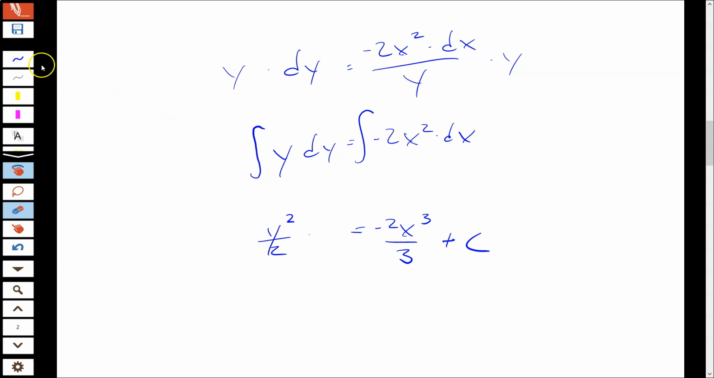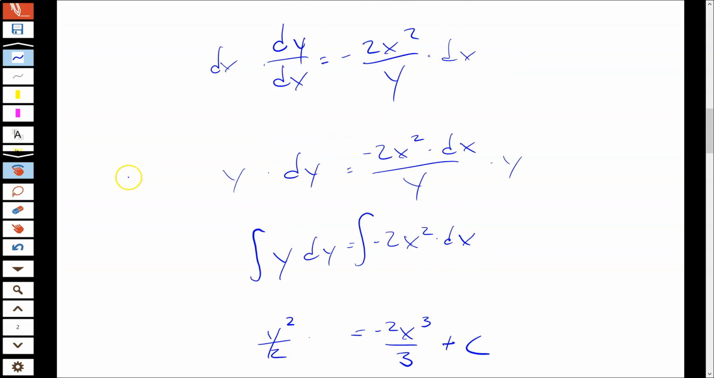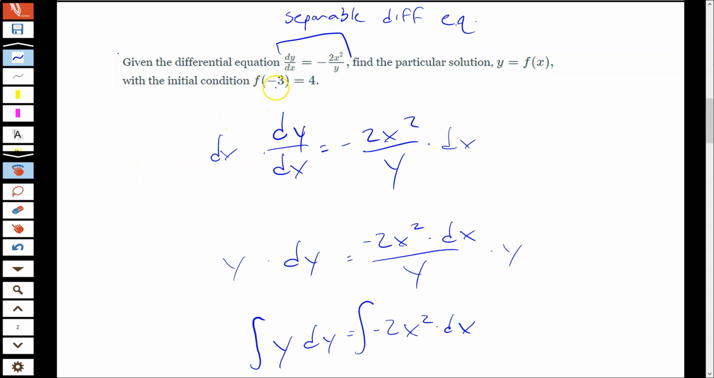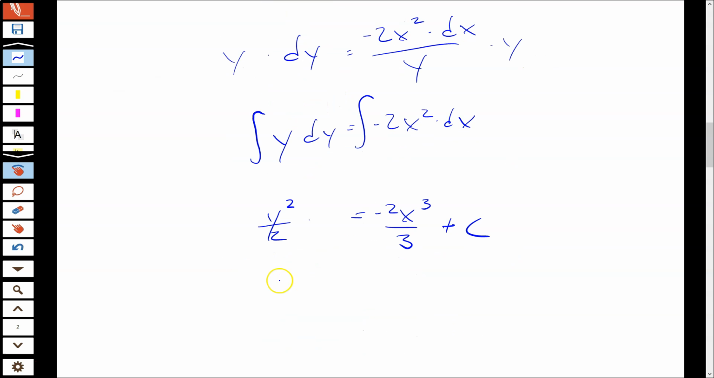Okay, now we want to solve for that c. So we have this equation. We were given the point f of negative 3 equals 4. So negative 3, 4. So we'll just plug that in. So we'll get 4 squared over 2 equals negative 3 it was, right? Over 3 to the third plus c.